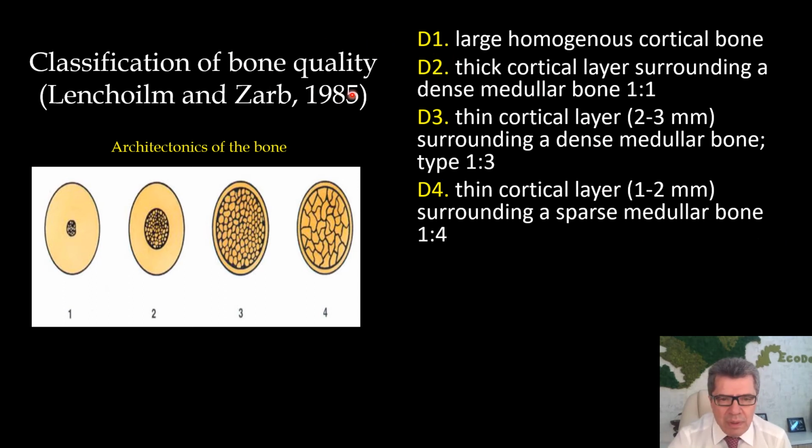About bone quality, we have the classification by Lekholm and Zarb. D1, large homogeneous cortical bone. D2, thick cortical layer surrounding dense medullary bone, 1:1. D3, thin cortical layer surrounding a dense medullary bone, type 1:3. And D4, thin cortical layer, 1 or 2 millimeters, surrounding a sparse medullary bone.